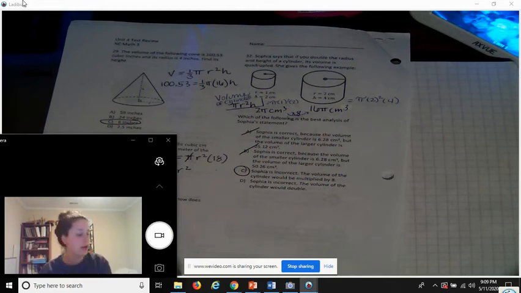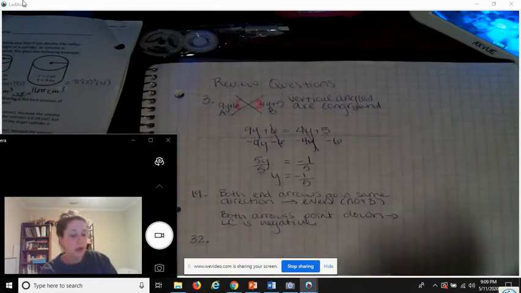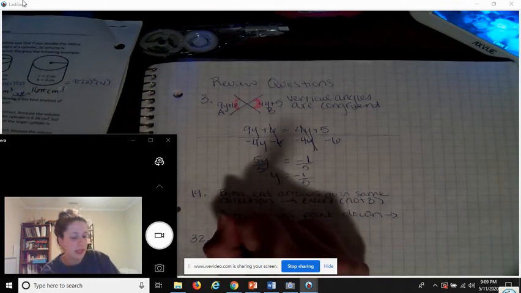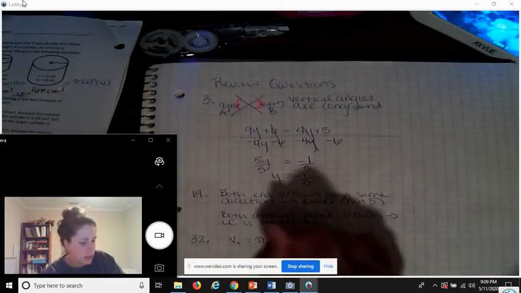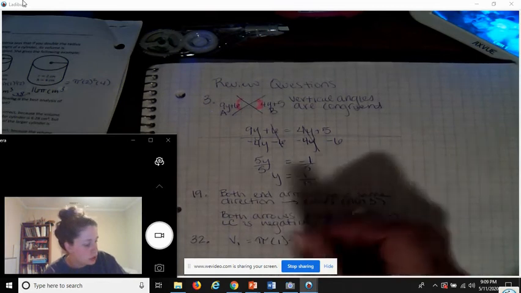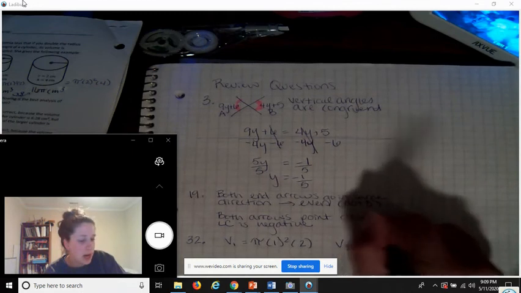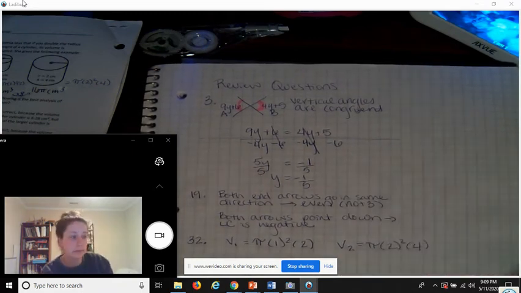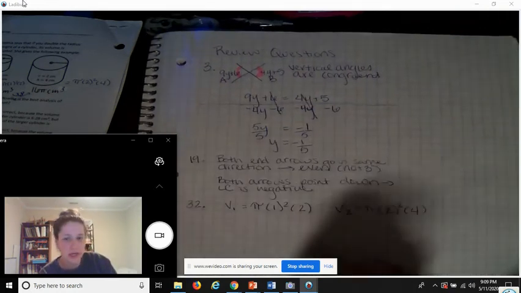So let me go ahead and write this down. So for 32, we would take the volume of the cylinder 1, I'm going to call it, and it's going to be pi 1 squared times 2. And then we have volume of cylinder 2. That was pi times 2 squared times 4. Ooh, I dropped my little baby monitor.